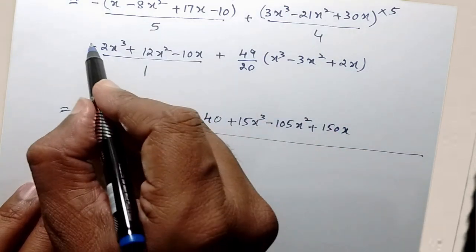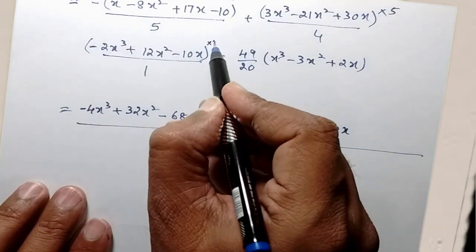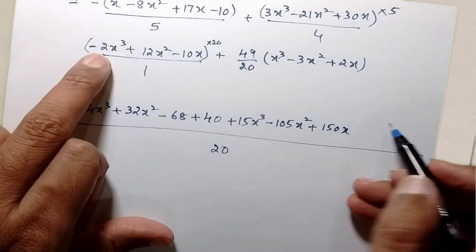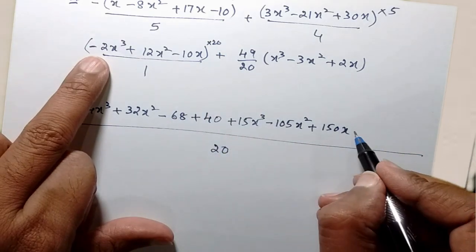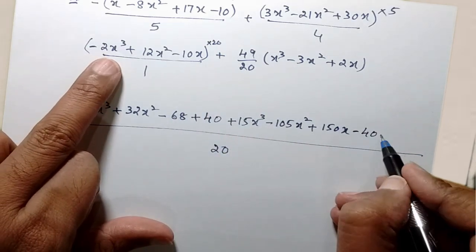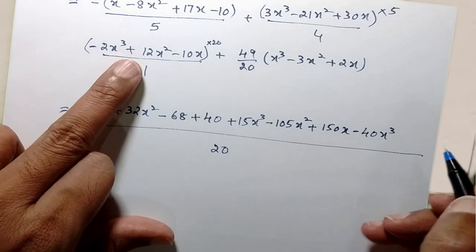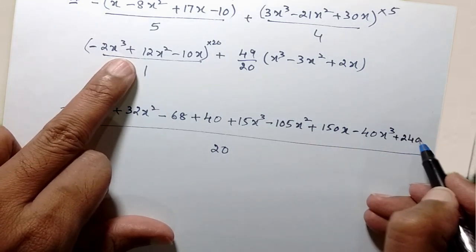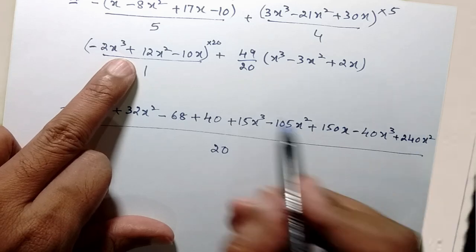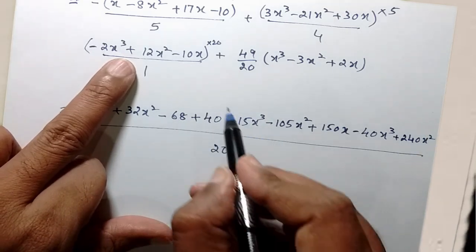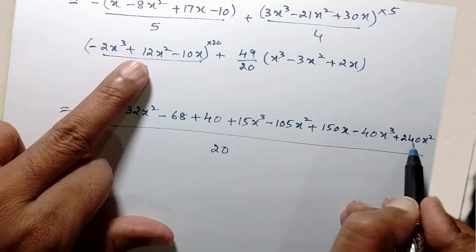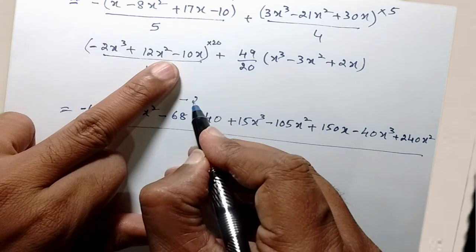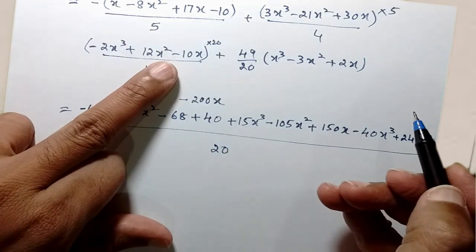So to make it 20, the whole has to be multiplied by 20. So numerator you can multiply by 20. If you multiply by 20, minus 2 into 20 will be minus of 40 x cube. Then plus, 12 times of 20, 240 x square. So I'll just continue here, or you can write it at the bottom. After this 240, minus of 20 into 10 is 200, so 200 x we will be getting.